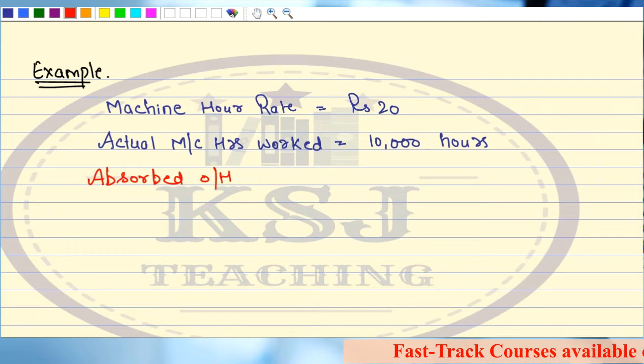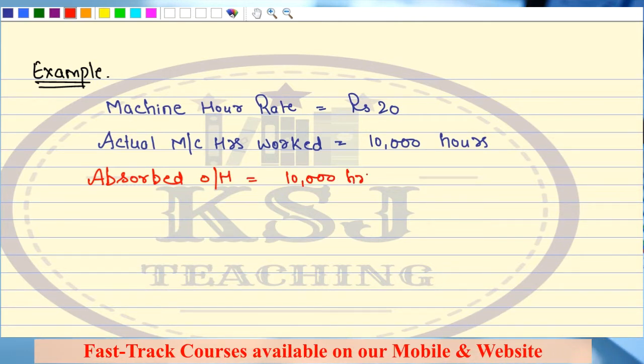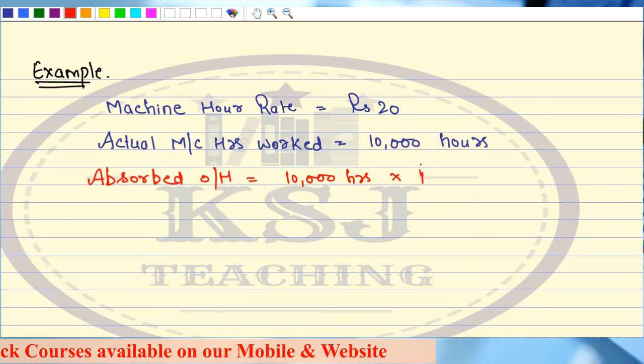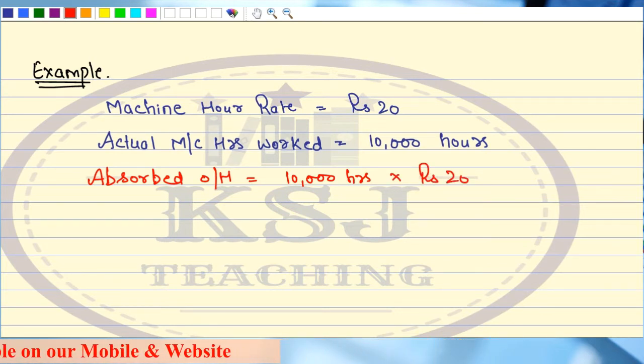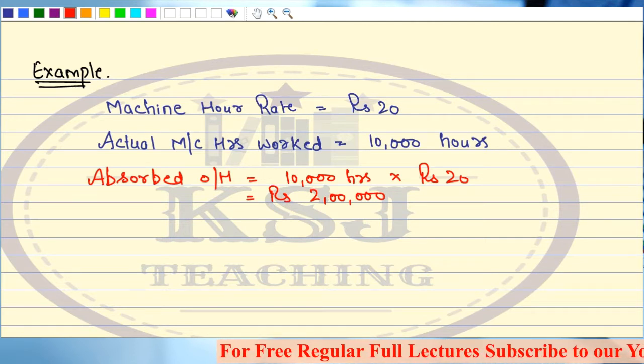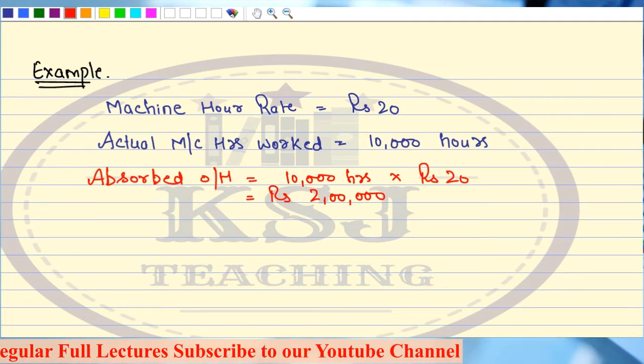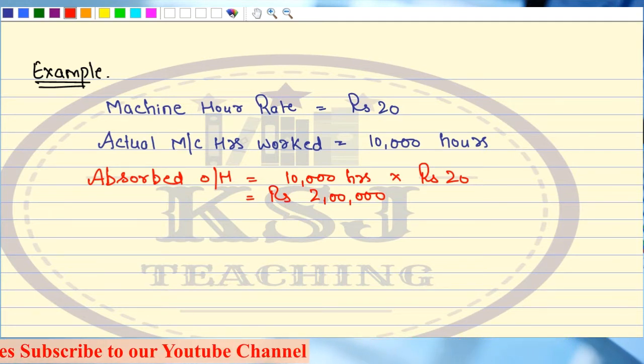Sir, in the current year, we have worked for 10,000 hours. And on the past experiences, we have calculated that the rate will be 20 rupees per hour. Right? So my absorbed overheads will be 2 lakh rupees. That means I will be setting aside 2 lakh rupees that this year my machine hours are expected to work for 10,000 hours, right? And I'm setting aside 2 lakh rupees because 20 rupees is the machine hour rate.